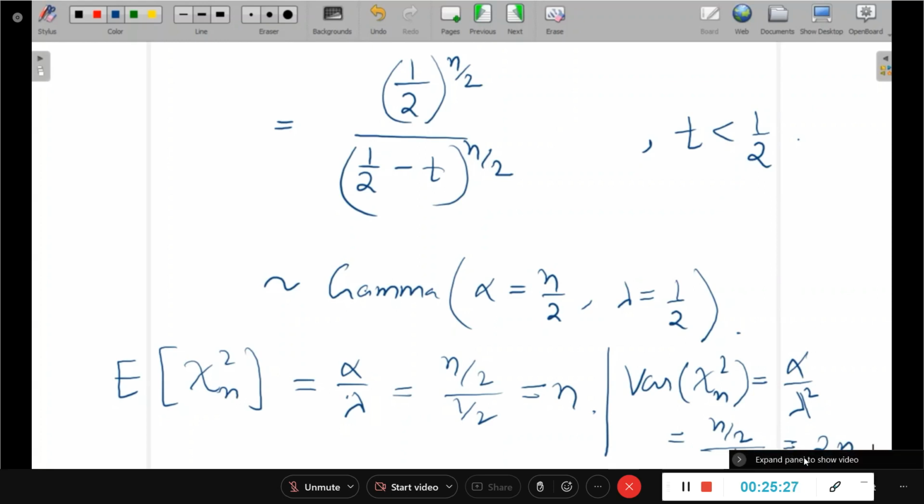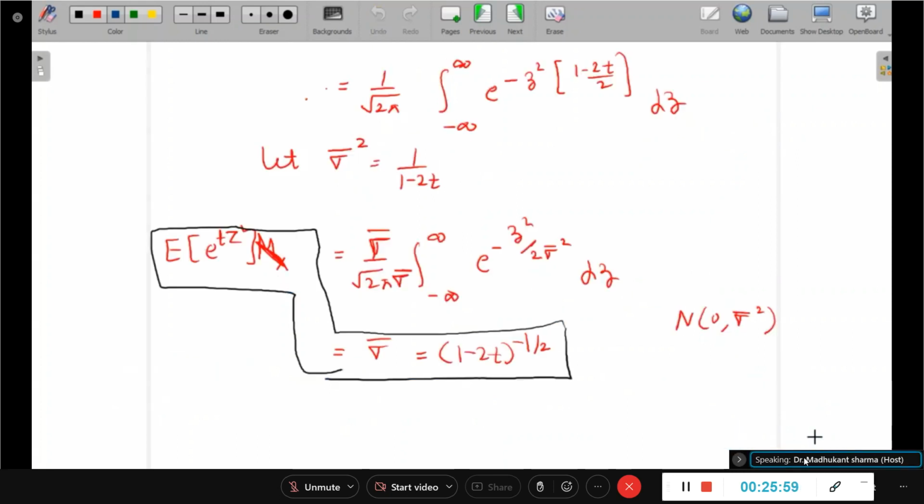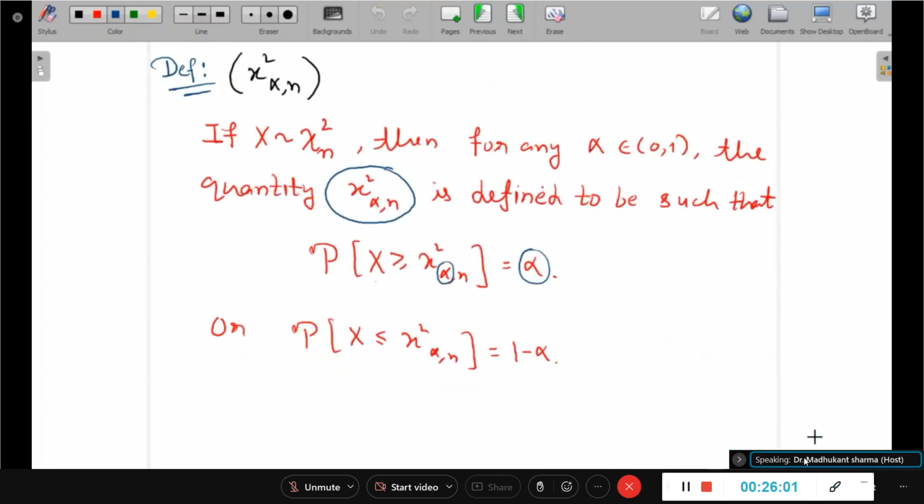So you have all the information. So chi-square distribution is a gamma distribution with fixed parameters now. Alpha is equal to n by 2 and lambda equal to 1 by 2. And its mean is n and variance is 2n, 2 times n. Okay, right. So the MGF gives you almost all the information, once you are able to identify it. Okay, right. Now, so I have discussed this.